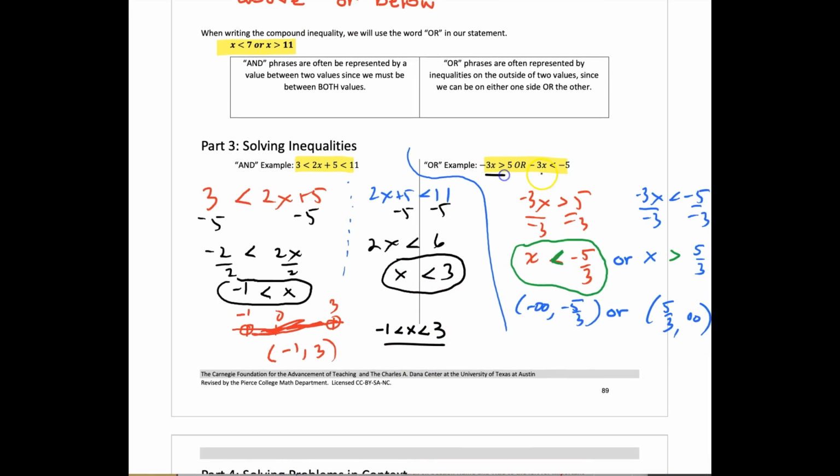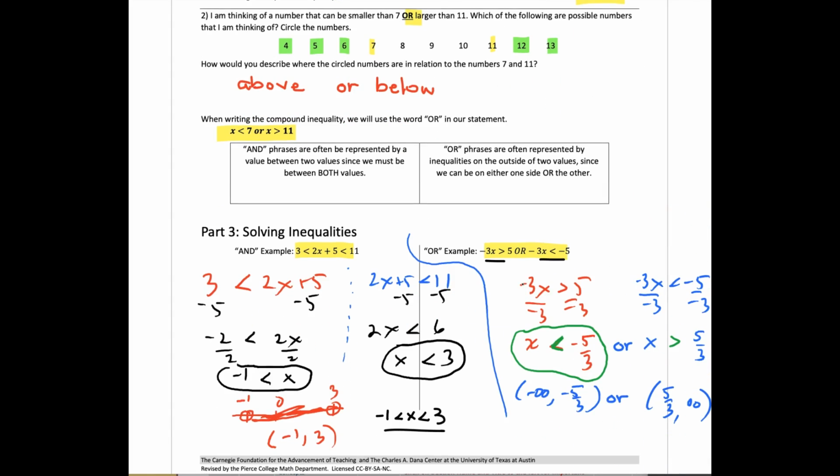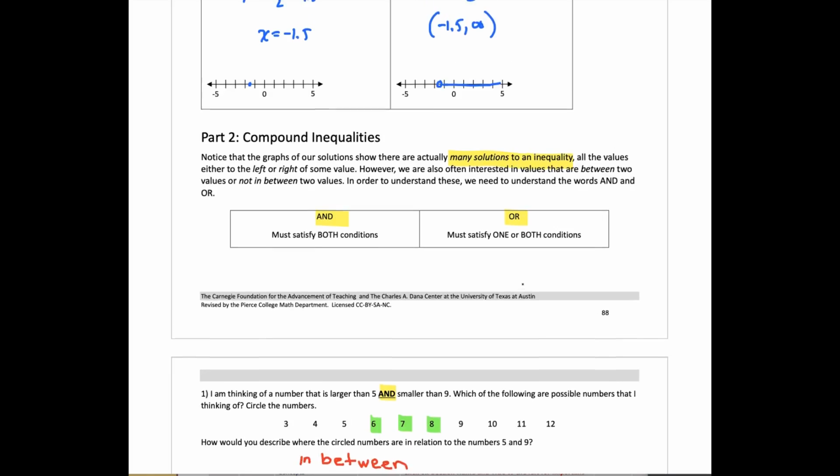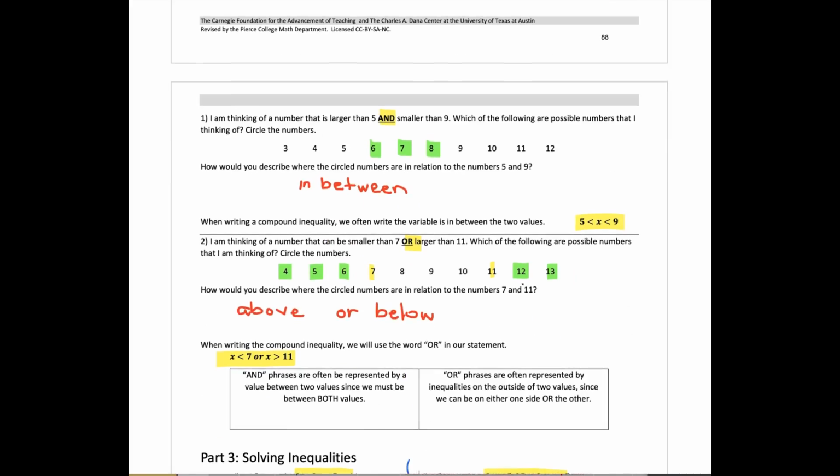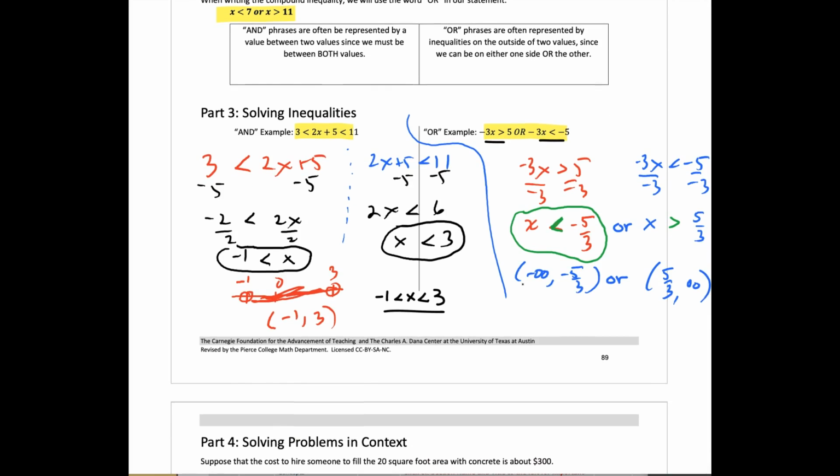And then you have this situation, an "or" situation. You solve, and after you solve, your solution would be an "or". These are what we talk about with compound inequalities, but it's related to, again, what we were just solving. We just added one extra level, a second condition, and so now we have this "and"/"or" situation.